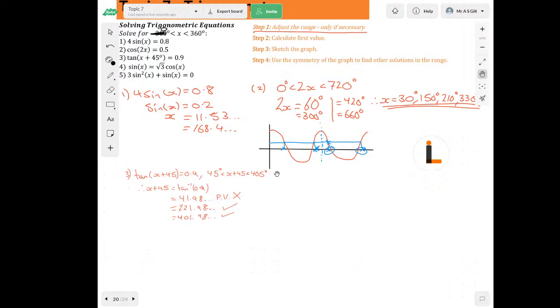Now we go through, because these are solutions to x plus 45, and we want solutions to just x. So we're going to get 176.98... degrees. I haven't rounded it, but the question would normally give you what value you want to round it to. And 356.98 degrees. So that's the answer there for question 3.